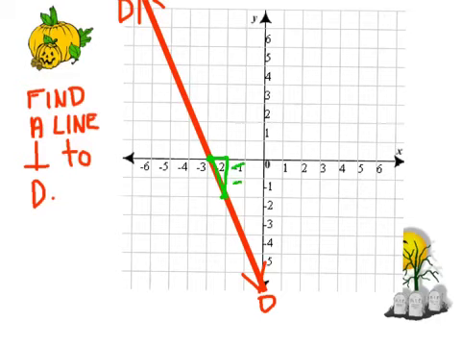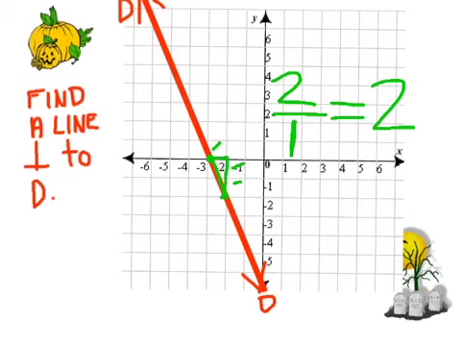Our rise is going to be 2. Our run is going to be 1. Remember, just count the blocks. 2/1 can be reduced to what? 2. Alright, our line is falling to the right, so that means it's going to be a negative, right? So -2 is our slope.